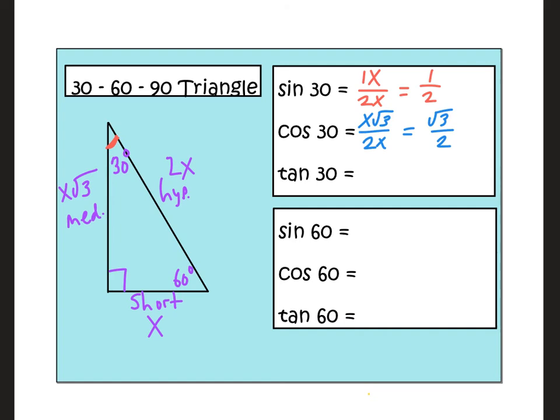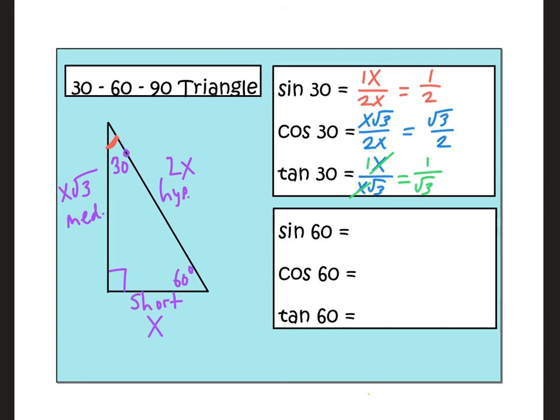And then for tangent, tangent is opposite over adjacent. So from 30, the opposite again is x. The adjacent is x root 3. We're going to have to do a little simplifying here because, again, we have the square root in the bottom. If I cancel the x's, it becomes 1 over root 3.